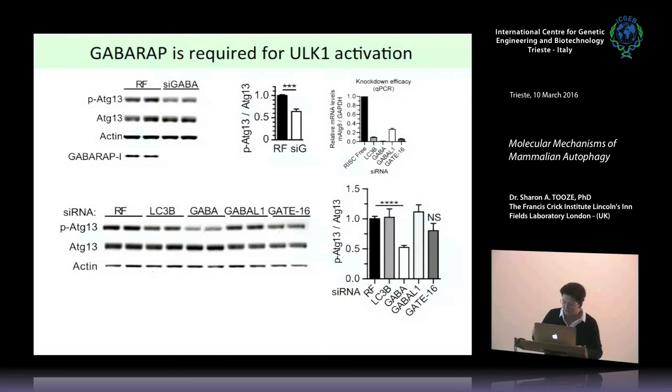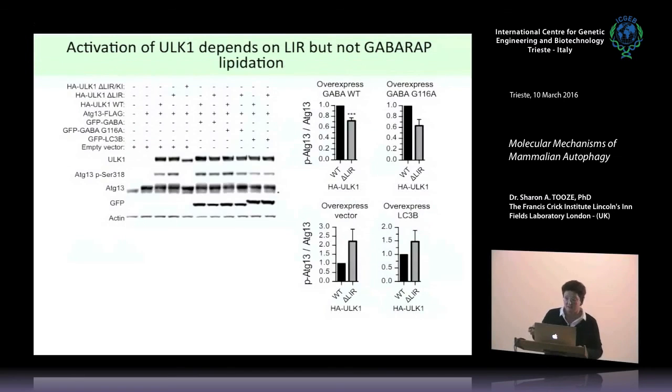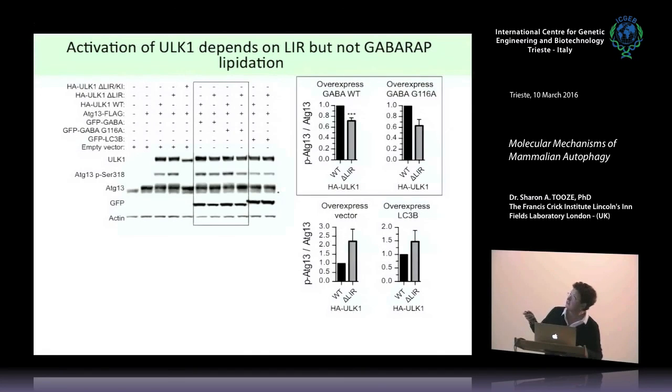So then we asked, this centrosomal pool of GABARAP is likely not to be lipidated because it hasn't been subjected to lipidation machinery. And we also postulated that the GABARAP could be bound to the autophagosomes in a non-lipidated form dependent on the LIR motif. And that's the experiment we showed here. So what we asked was whether or not the activation of ULK by the GABARAP depends on the LIR motif in ULK1, which would bind the GABARAP, and the lipidation of GABARAP.